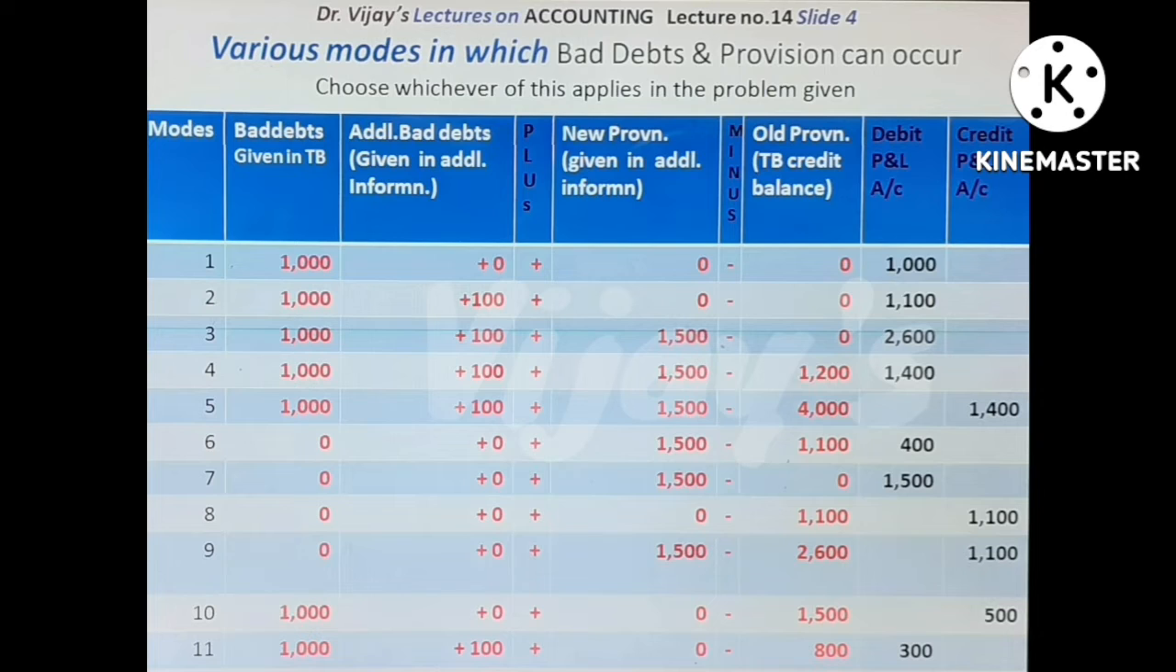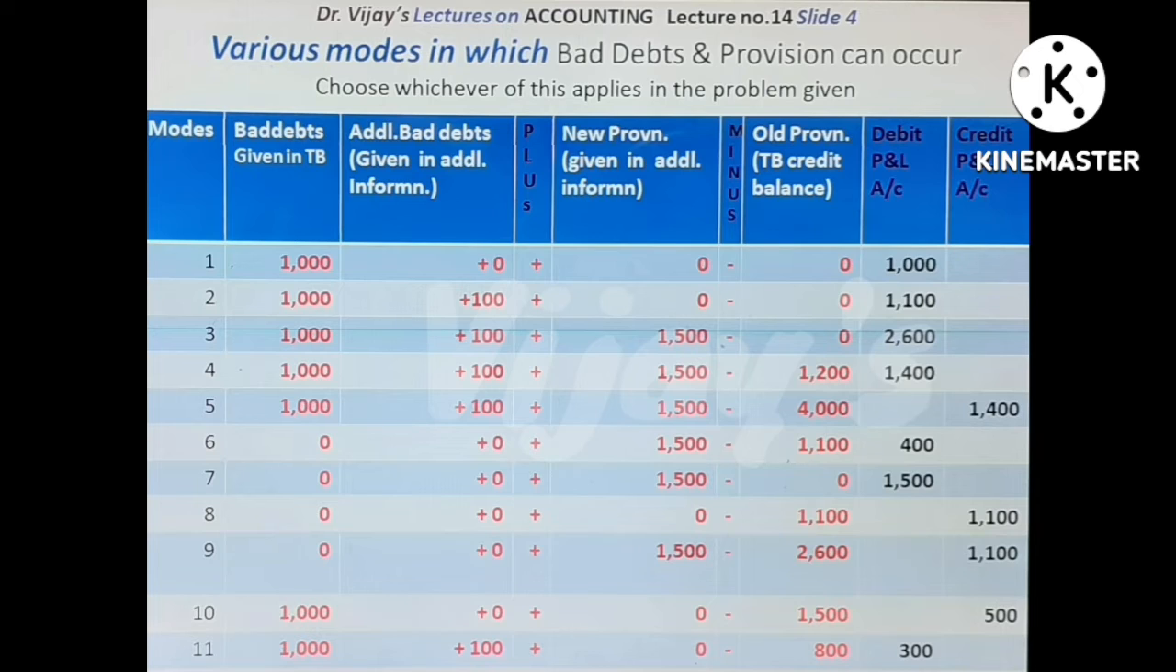Applying the formula bad debts plus new provision minus old provision, 1,100 plus 1,500, that is 2,600, minus old provision 1,200. So what comes out is positive 1,400. You have to show that in debit side of profit loss account. In balance sheet from sundry debtors, you have to subtract this additional bad debts and new provision.